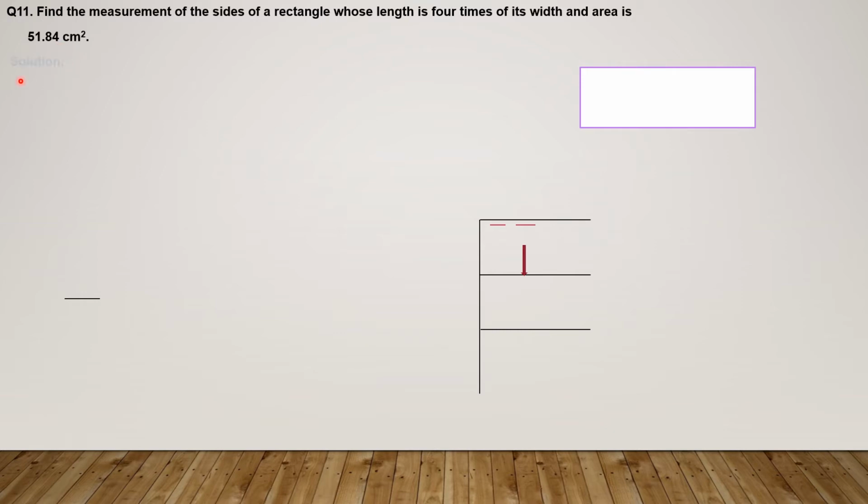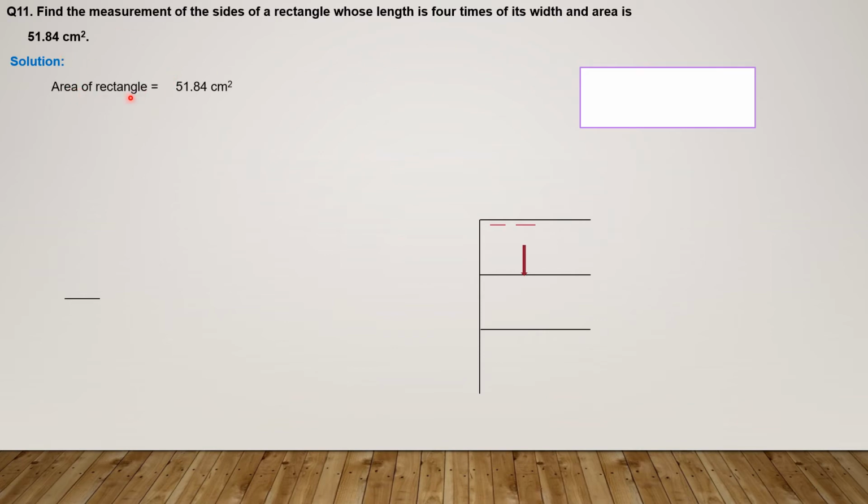Now let's start the solution. First of all, we will write the given information. What are the given information? Find measurement of sides of rectangle, means you have to find length of sides of rectangle. Well, this is the first thing. Second thing, length is equal to 4 times width. And the third thing that is given to you is area is 51.84 centimeters square. So we have to write all of these three informations.